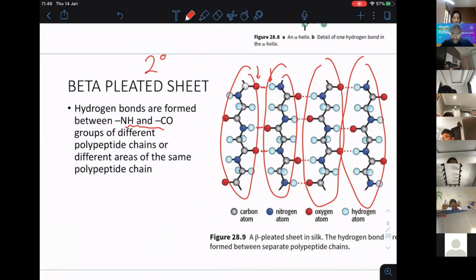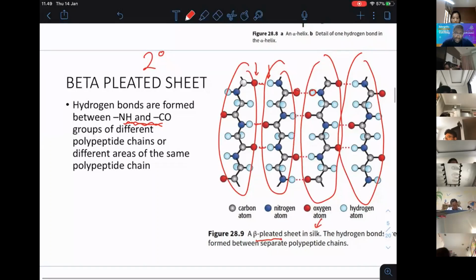So from where to where? It's actually bonded from here to here, between NH and CO, and they will maintain the beta pleated structure. This is one of the structures found in silk. One of the things that we can compare between primary and secondary is that primary will have only covalent bonds, secondary will have hydrogen bonds.